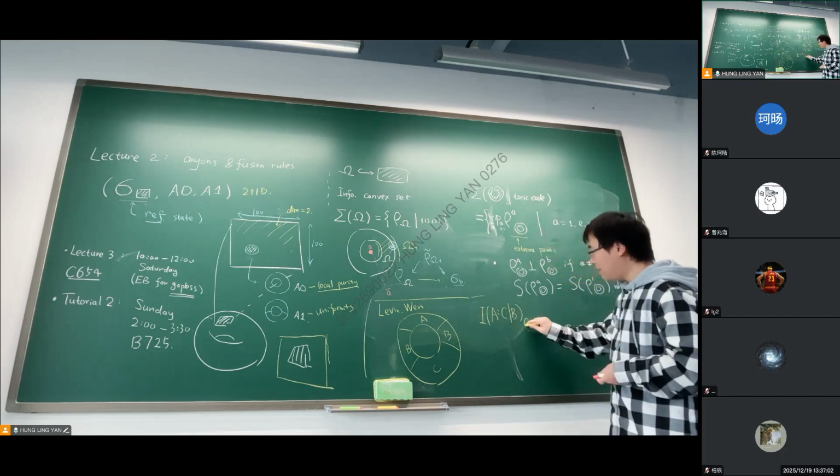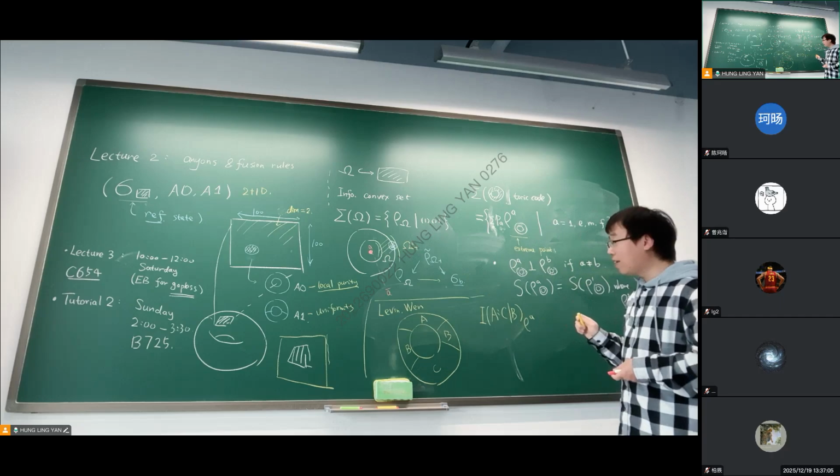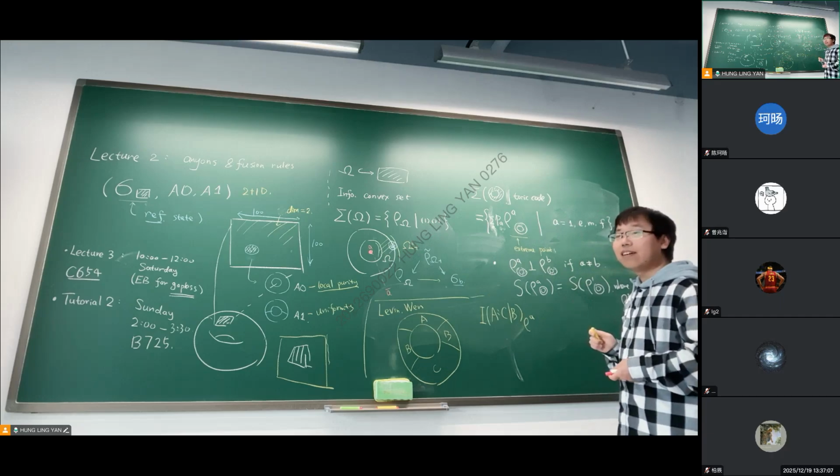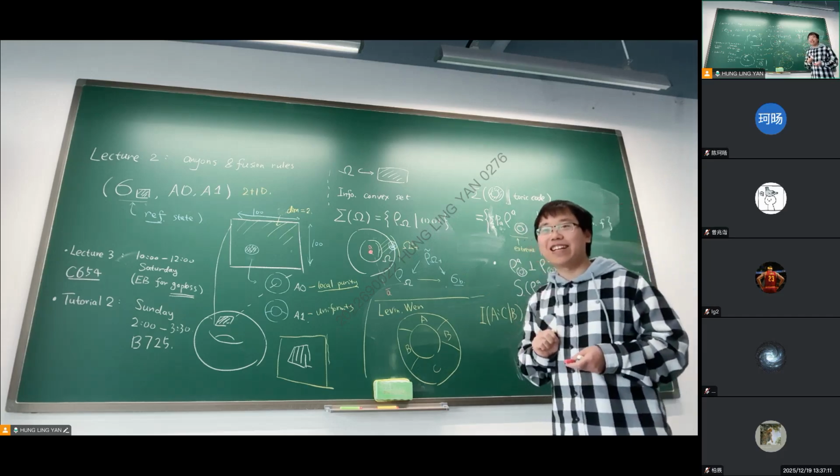Sorry, I have a question. Suppose we deform the annulus a little bit. Does that change the information convex set? It will not. It will be the same. Yeah. Okay, that's important.